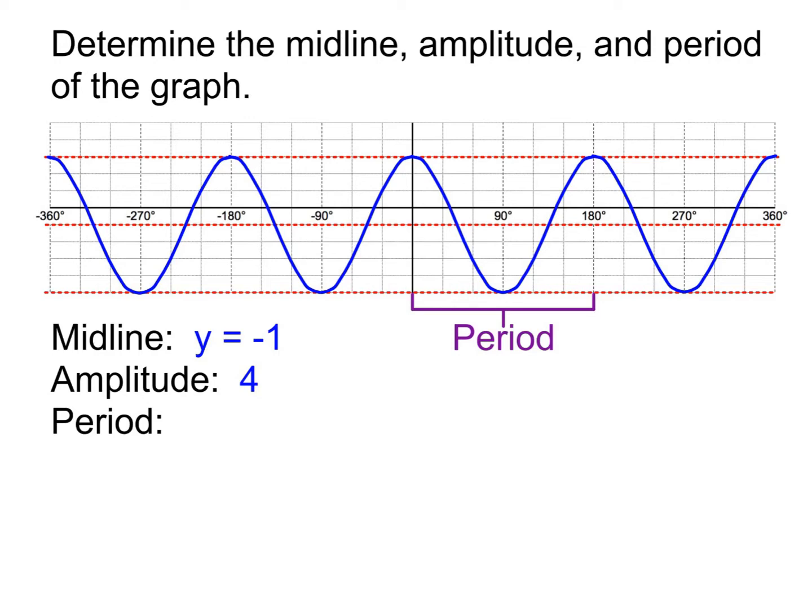So in this case then, my period is going from 0 to 180. That's got to be 180 degrees then. So it's 180 degrees wide for one full cycle. That means period.